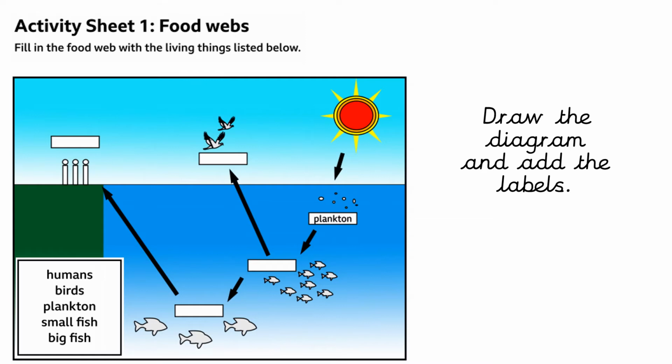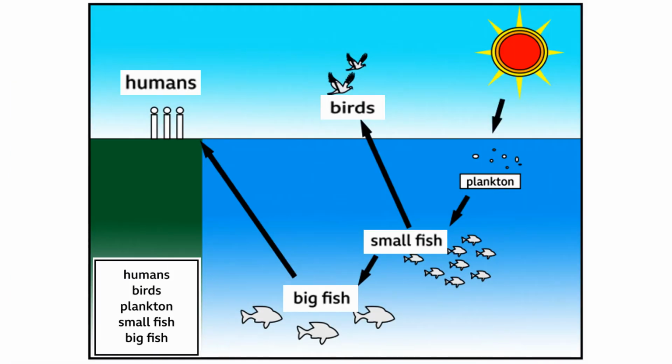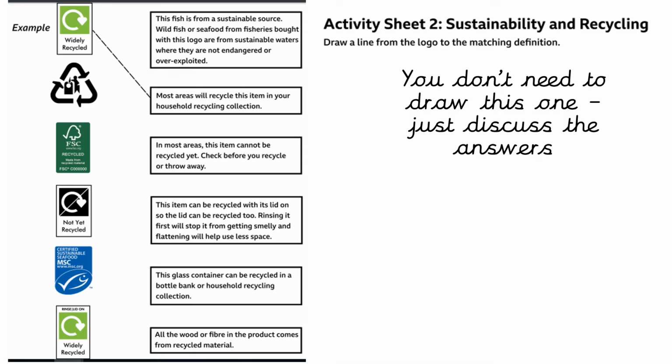Okay, so the answers then, you should have something that looks like that. Okay, the next activity sheet is this one. Now I don't expect you to draw this one out or write it out. I just want you to discuss the answers with people. So which one do you think, which symbol on the left do you think goes with which definition?